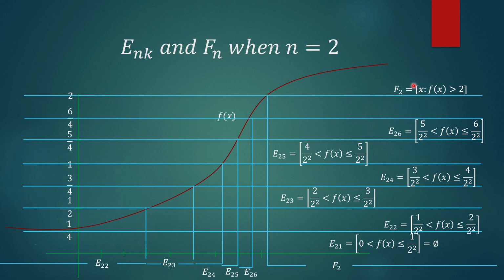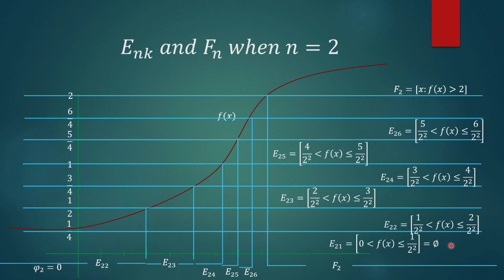How about F_2? By the definition, x such that f of x is greater than 2. So this horizontal line is y equal to 2. The graph is above this horizontal line for the points of F_2 here. So F_2 will be the set starting from here up to infinity. Then how about φ_2? φ_2 on E_21 is 0.